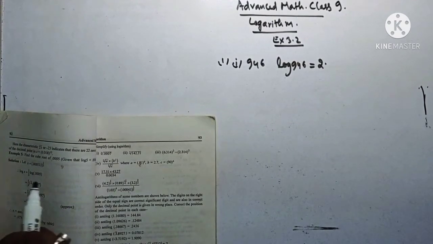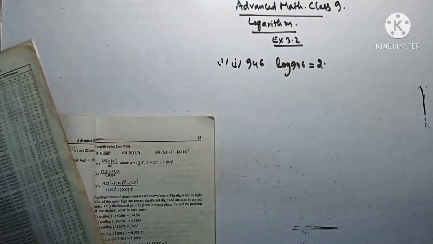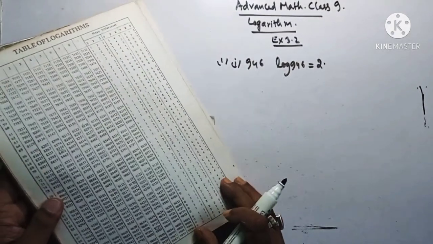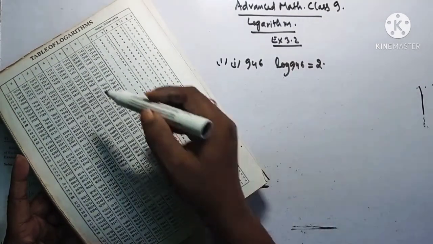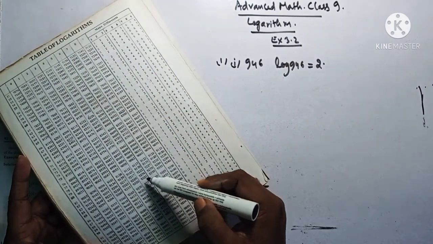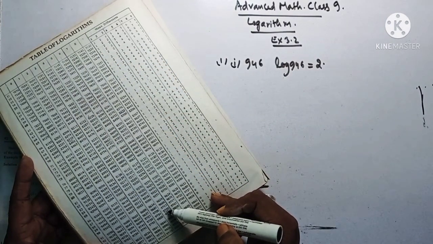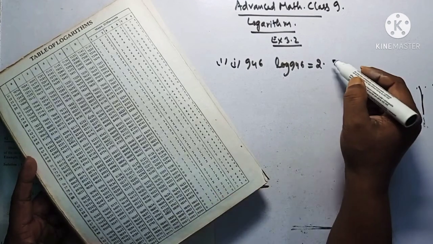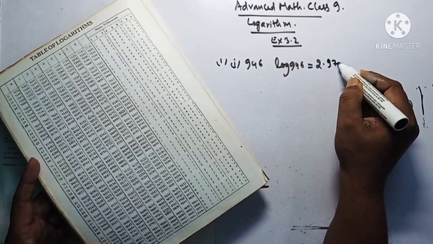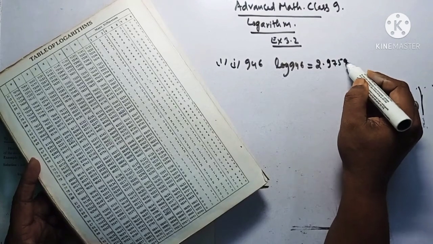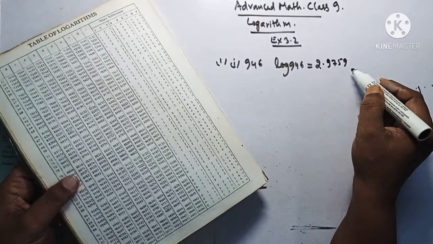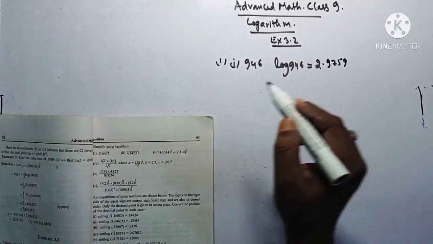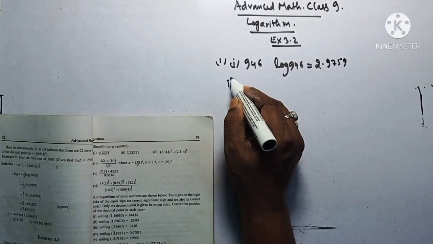And now I will go to the log table, and see how I am going to find it. In the log table, here see 94 and the 6 column, 94 with the 6 column is 9759. You have to place the decimal, and the mantissa is written after the decimal. This is your answer.